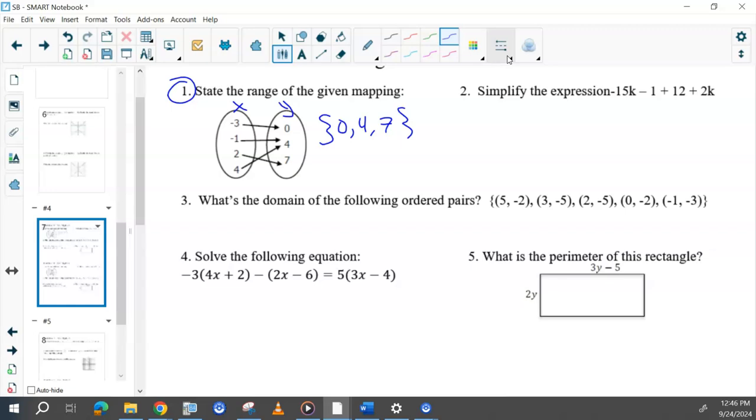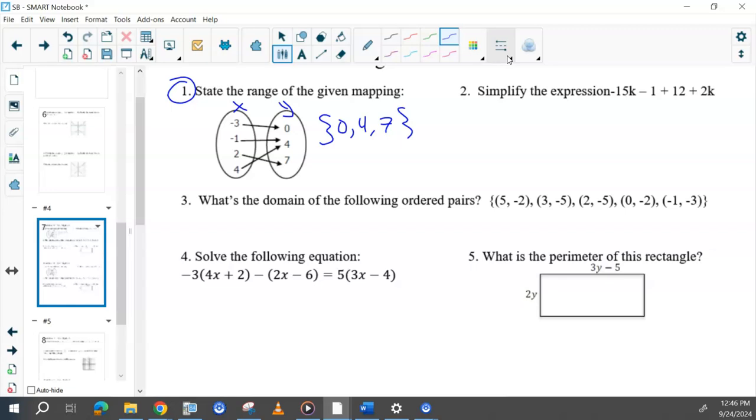But if I was looking to write them as ordered pairs, each arrow connects each x to each y. So this would be an ordered pair, this would be an ordered pair, this would be an ordered pair, and that would be an ordered pair. Technically, this 4 is in 2 different ordered pairs, but we would only list that in our range once. Does it always go from least to greatest? Yes. Other questions on 1? Just the y's. Yep, for this one, just because it only asks for the range.